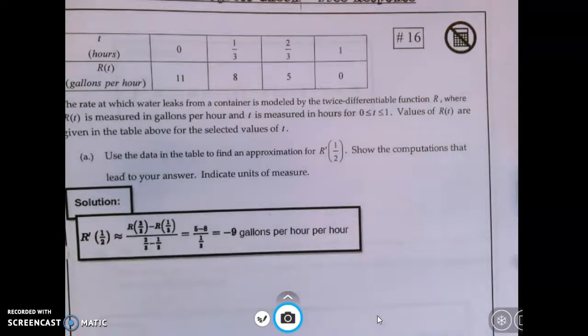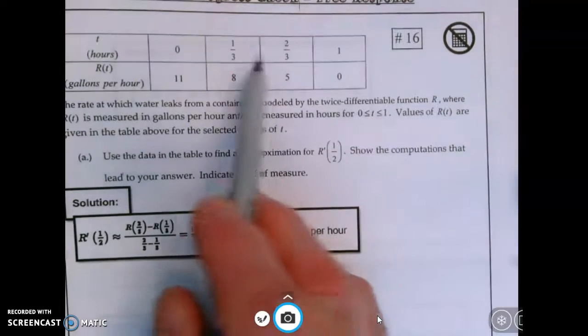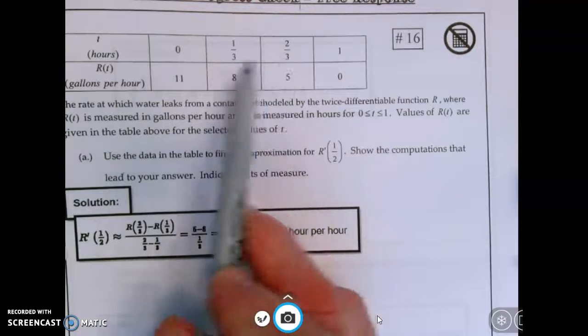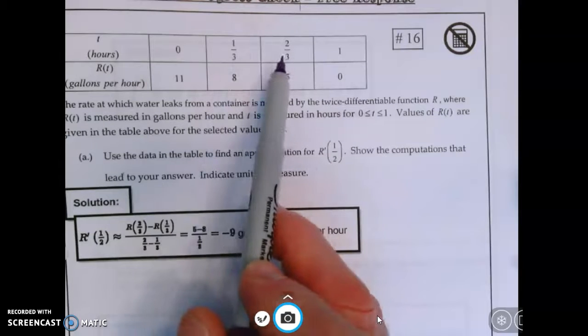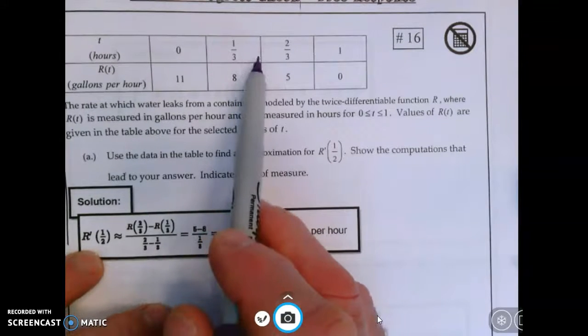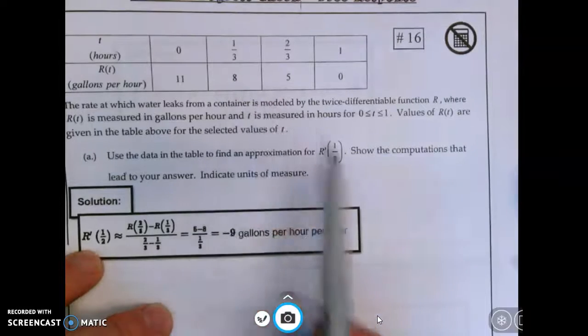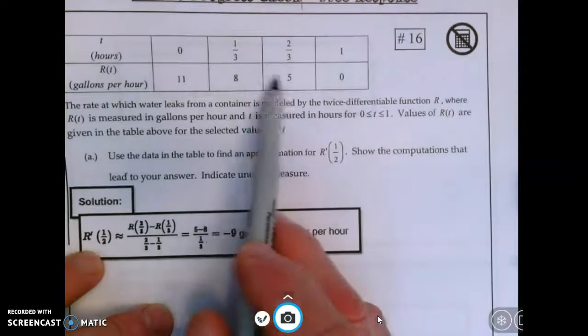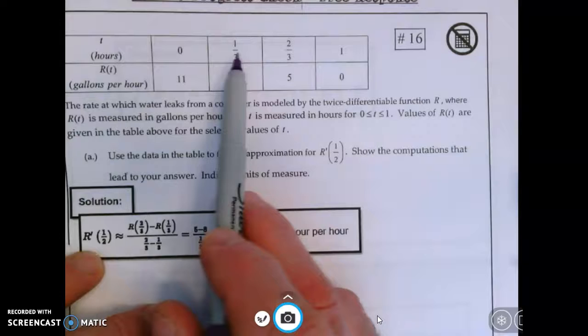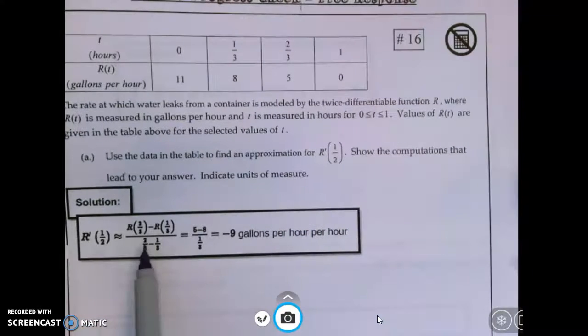So question number 1 is use the data in the table to approximate R prime of 1/2. Show the computations. So we're looking for how much this is changing, what's the slope at 1/2, and to do this, we want to take the average rate of change from 1/3 to 2/3. So 1/2 is in between here, therefore we're looking for the slope at 1/2, so we need to do the average rate of change from 1/3 to 2/3. So this becomes R of 2/3 minus R of 1/3, all over 2/3 minus 1/3, or negative 9 gallons per hour.